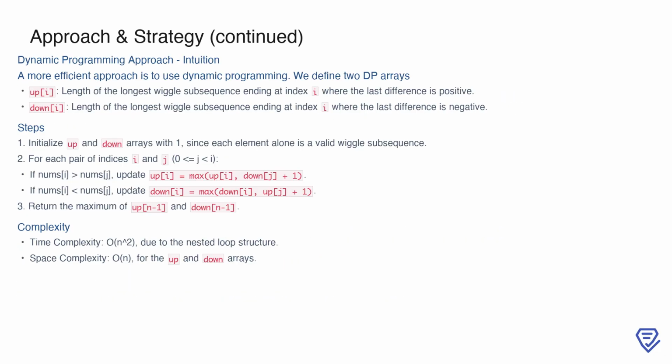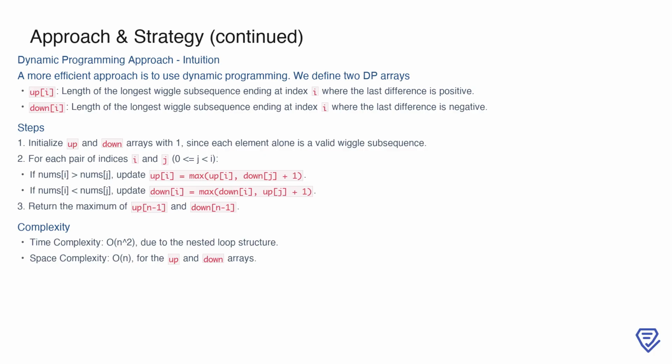A better approach to solving the problem is using dynamic programming, which improves efficiency by building solutions incrementally. Here, we define two arrays, up and down. The up[i] array tracks the length of the longest wiggle subsequence ending at index i where the last difference is positive, and down[i] tracks the same length where the last difference is negative. The process starts by initializing both arrays to 1, since any single element is a valid wiggle subsequence. Then, for every pair of indices i and j, where j is less than i, we update these arrays based on the relationship between nums[i] and nums[j].